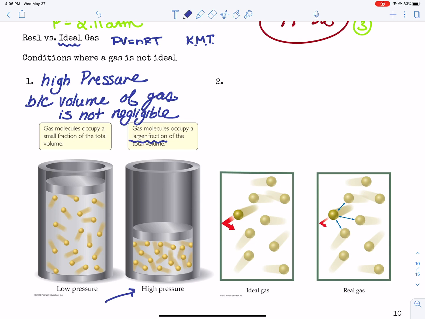The second condition where a gas is not ideal is at a low temperature. When we say low temperature, for most gases we're talking pretty close to absolute zero. Why is that? One of the tenets of the kinetic molecular theory said that the attractive forces between the molecules were negligible. But the attractive forces are not negligible at a low temperature.